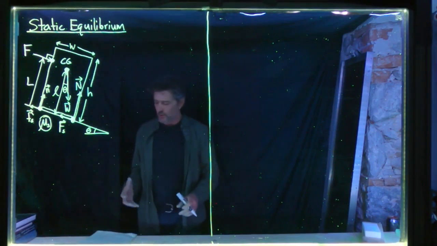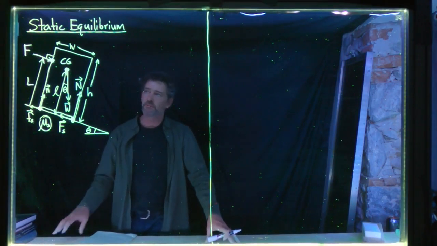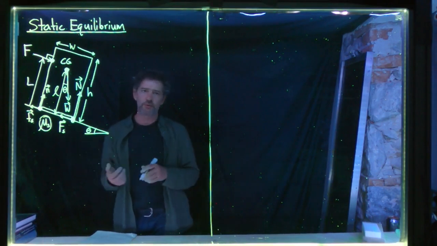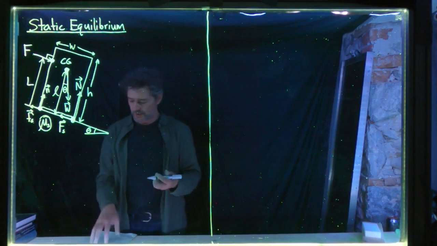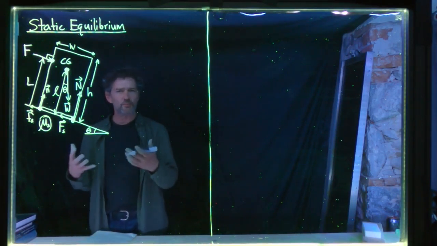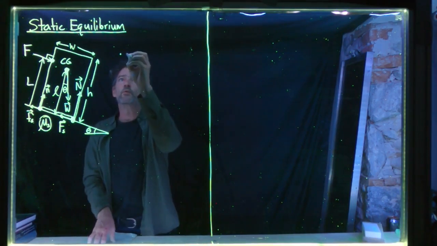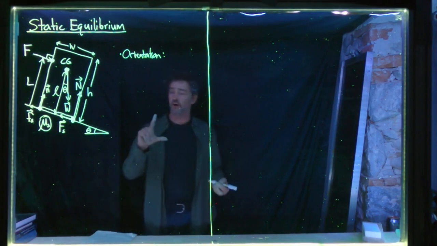So now what we're going to have to do is figure out some axes, because we're going to be saying, yes, this is in translational equilibrium, so the sum of the forces is equal to zero. So we're going to split it into x and y components, so we need to choose our axes. And we also need to evaluate the torque. Well, the torque about what point? These are two important considerations. So the first thing is, what is the orientation of our xy axes?